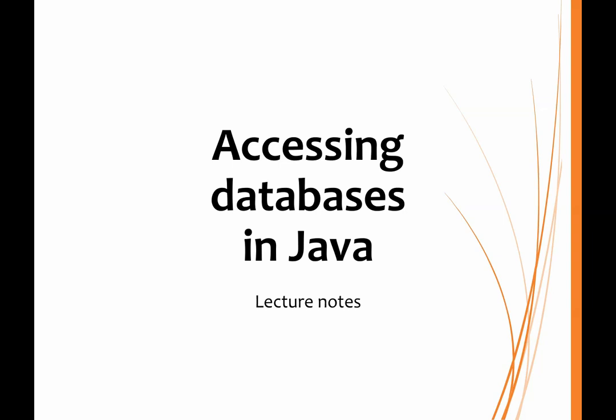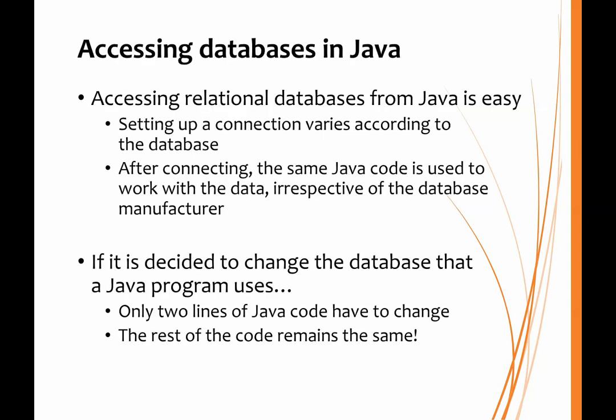In this video, we're going to take a look at accessing databases from Java. Accessing a relational database from Java is actually really quite straightforward. We have to set up the connection to the database, and that's going to vary according to the database that we're using. But after we have established the connection, the same Java code is used to work with that database, no matter what database we're using.